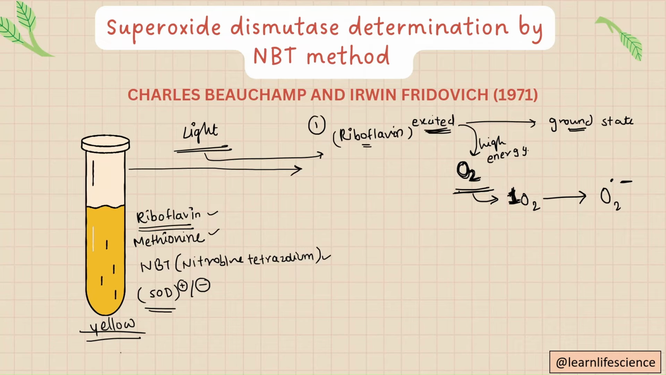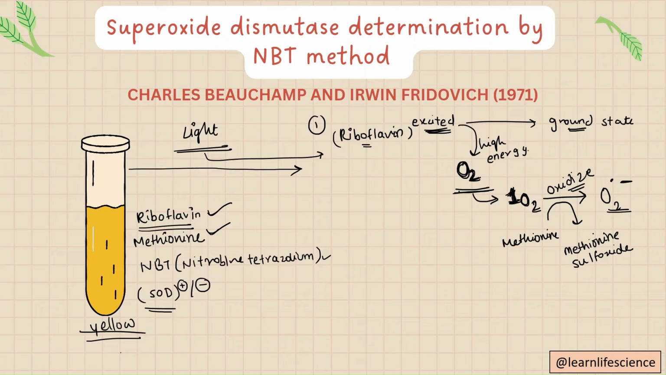Okay, now what happens is that this singlet oxygen generated will be acted upon by methionine. The methionine will oxidize; it will simply oxidize the singlet oxygen, and itself it is going to convert into methionine sulfoxide. So in here you can see that the superoxide radicals are now generated. So we have seen the role of riboflavin as well as methionine in the reaction mixture.